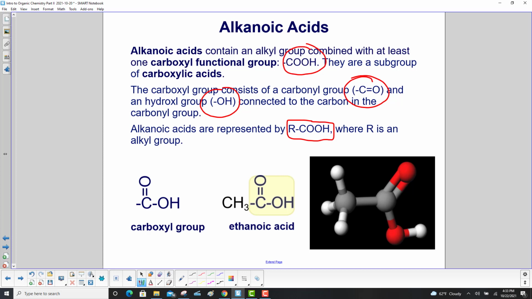So what do we have here? Let's look at the ball and stick diagram. Here's CH3, and here's a C right over here. Here's a double bond to oxygen, and here's a single bond to the OH. And this is ethanoic acid.